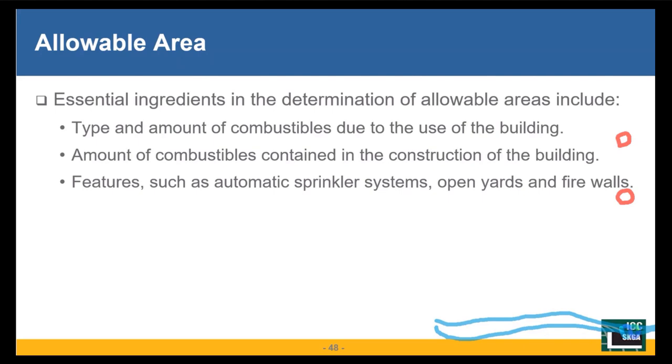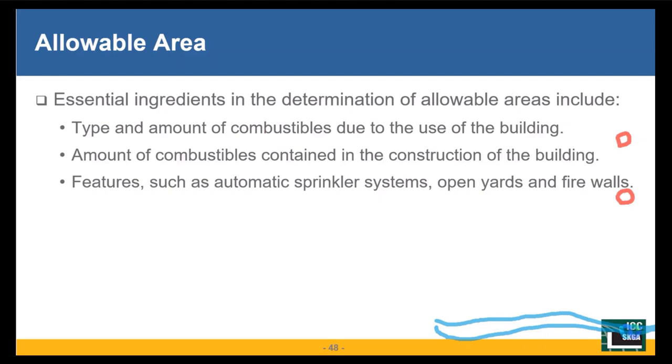So an essential ingredient in determining the code requirements is to figure out the allowable area. And how do you determine the allowable area? Basically it's based on the type and amount of combustibles due to the use of the building, the amount of combustibles in the components used to construct the building, and features used such as sprinkler system, open space around the building, and firewalls.